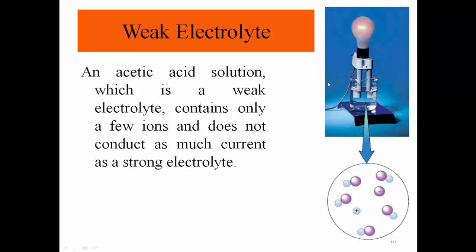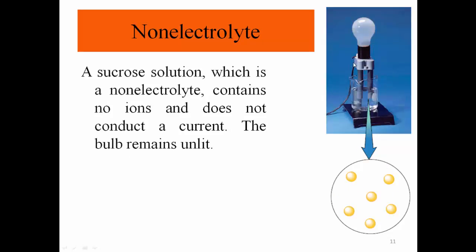Second, we have a weak electrolyte. An acetic acid solution, which is a weak electrolyte, contains only a few ions and doesn't conduct as much current as a strong electrolyte. As you see here, the current is very, very low. A non-electrolyte, for example a sucrose solution, contains no ions and doesn't conduct a current. So the bulb remains unlit.